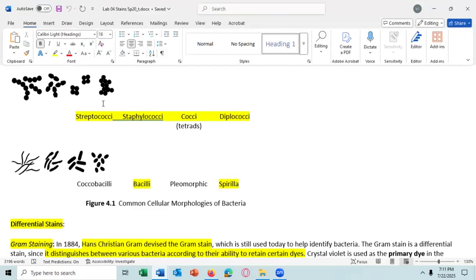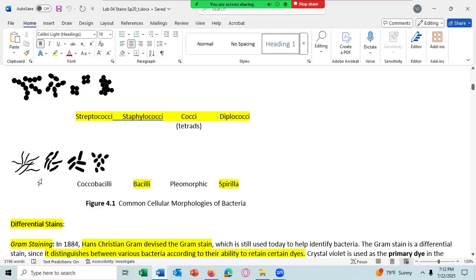Anyone? Well, there's one very simple one, and that is a singlet. The singlet is not shown, at least here, and that's a single cocci. And then we have some growth arrangements for, actually, they're not growth arrangements for bacilli.